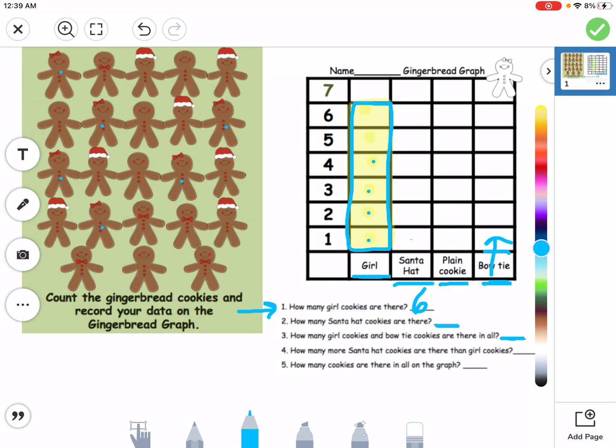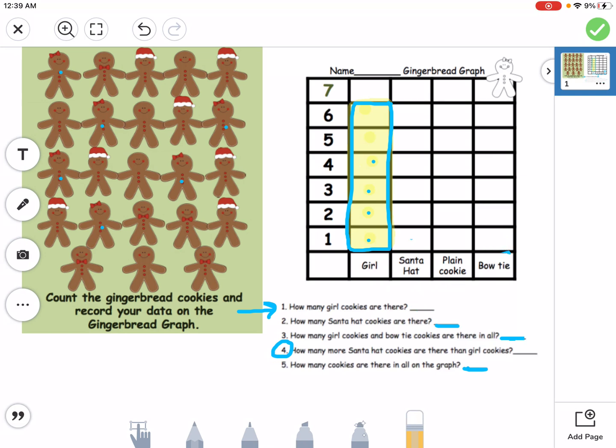And then here's the one that you're going to have trouble with, that you're definitely going to need an adult's help with. It says, how many more Santa hat cookies are there than girl cookies? So you're going to have help on that one because that one is hard. And then how many cookies are there in all on the graph? Okay, so you need to count all the boxes on the graph that are colored in for this last problem. Okay? Okay. I hope you guys understand this.